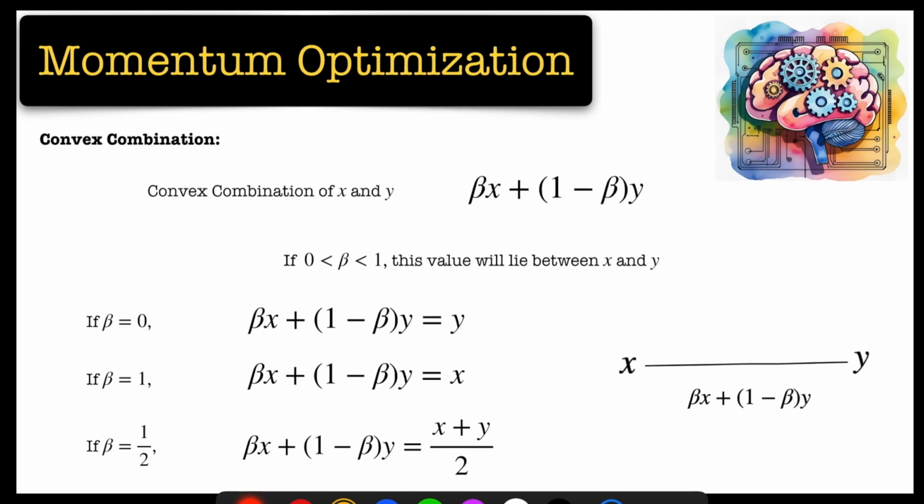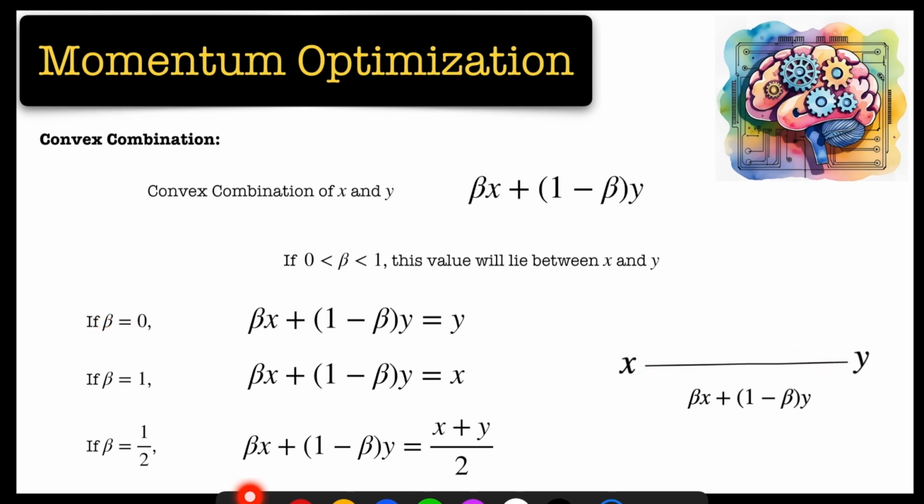For that we use a convex combination. This is not as complicated as it looks. It is a very simple concept. The convex combination of x and y is beta x plus 1 minus beta times y. If beta is between 0 and 1, this value will always lie between x and y. Let's say this is x and this is y. What we are claiming is that this value will always be within x and y.